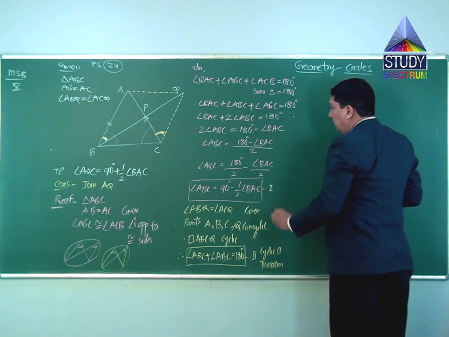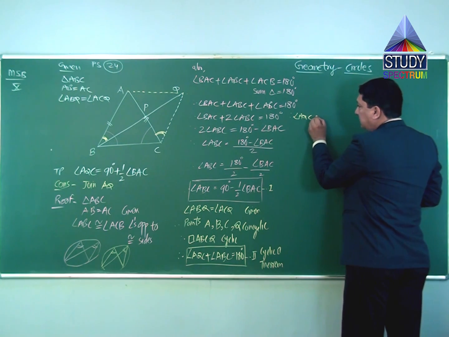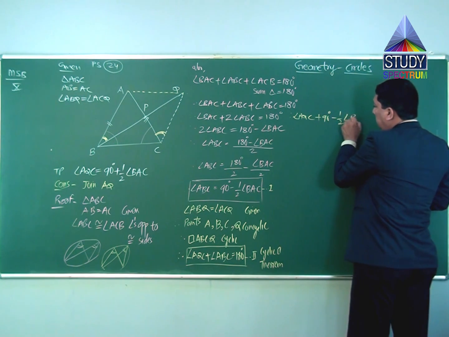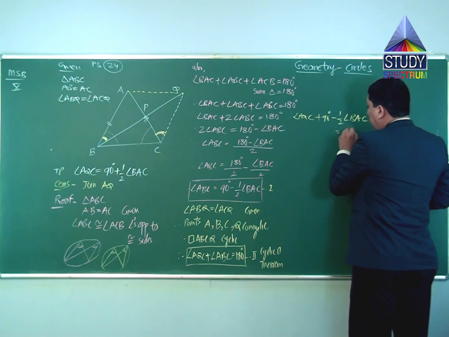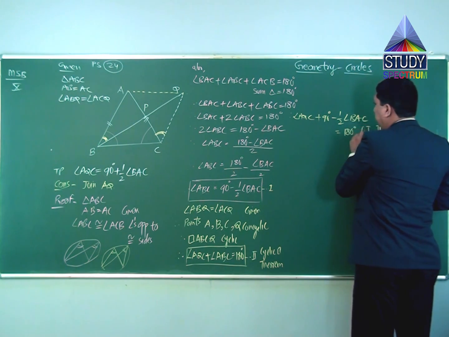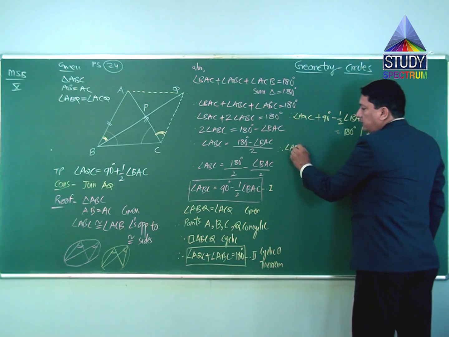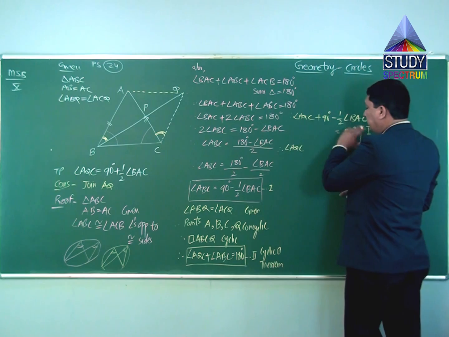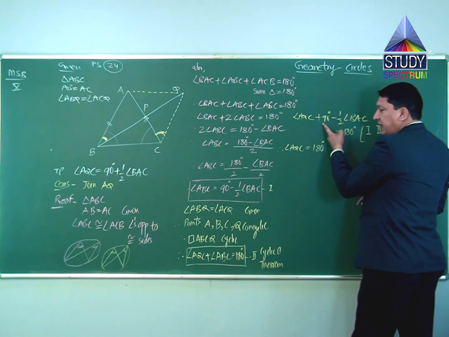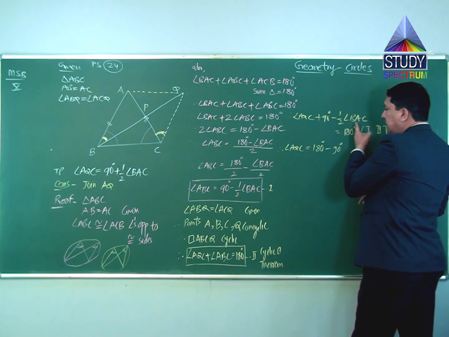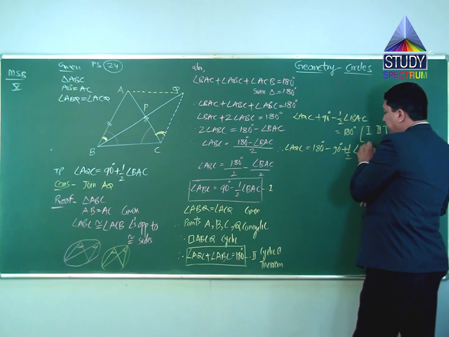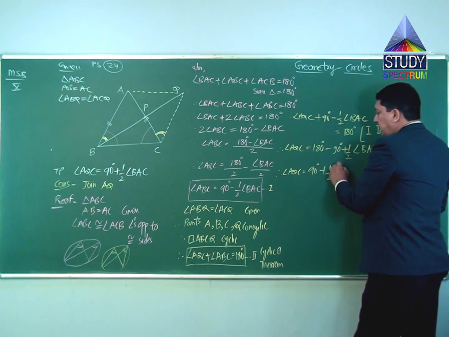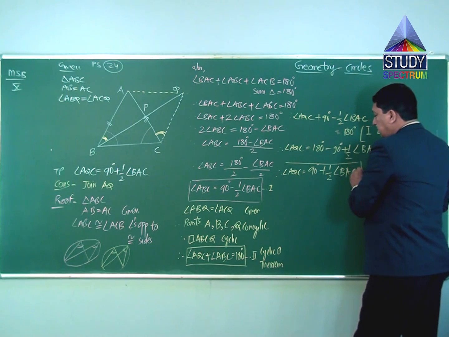Therefore, angle AQC plus, now instead of ABC I am writing this term, 90 degrees minus half angle BAC, is equal to 180 degrees. This we got from the first and second equations. Therefore, angle AQC. Now, the rest of the things we want on the other side. So all terms I will shift to the other side, equals 180 degrees. This 90 degrees goes to the other side, minus 90 degrees, minus half angle BAC goes to the other side, plus half angle BAC. Angle AQC equals 90 degrees plus half angle BAC. This leads to our answer.